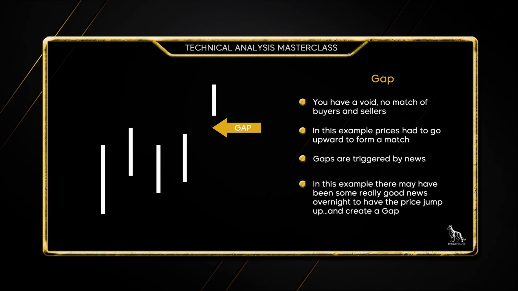So there's a gap between the two price ranges between the 2 days. In this example here, prices had to go upward to form a match. So there may have been people trying to sell just a little bit above the day before, or maybe below, or somewhere within the range of that day. But something happened, whether it be good news or some sort of announcement that triggered everybody to now feel that they're not going to sell that low. You're going to have to pay me more in order for me to sell. So the prices rise, and you could see that gap that formed between the 2 days.